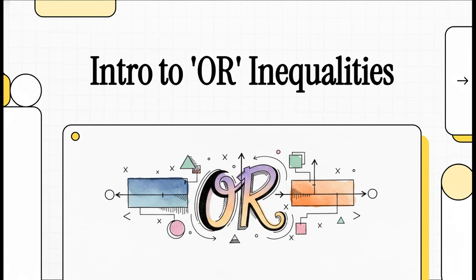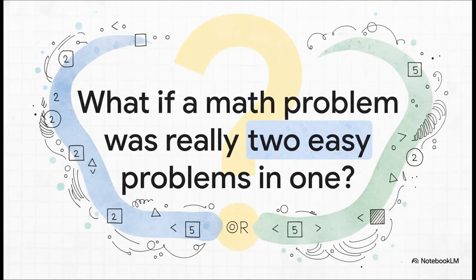Hey everyone. All right, today we're jumping into a topic that can look, well, pretty intimidating at first: OR inequalities. But what if I told you there's a super simple trick that basically splits one hard-looking problem into two super easy ones? Yeah, for real. Let's dive in. And that's really the big secret here. You're never actually solving one big, complicated problem. Nope, you're just solving two completely separate, much simpler problems. That's the whole game. So, let's see what that really means in practice.